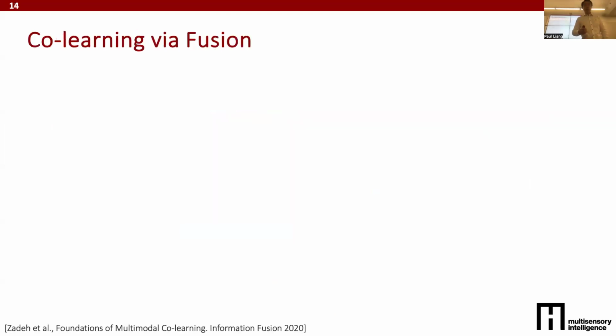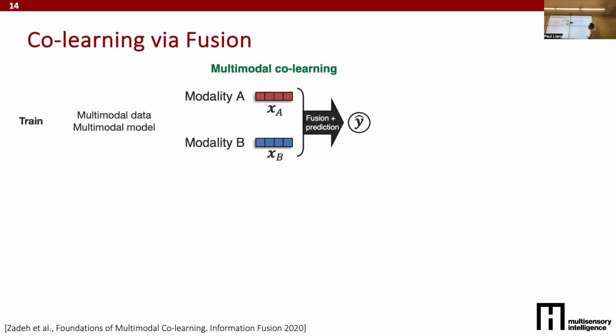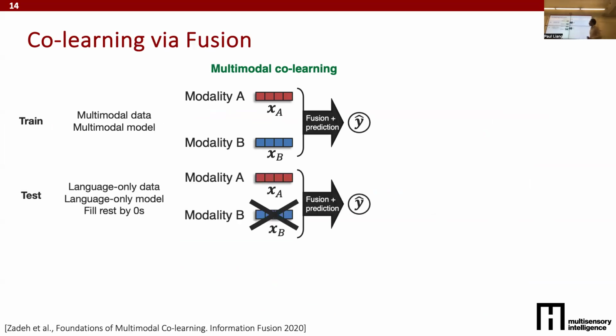So let's see what that looks like for co-learning via fusion. Let's say you have two things. During training, you have A and B, XA and XB, and you would define a fusion model between XA and XB to predict the label Y. During testing, you would zero out the input to modality B, either replace it by zeros or replace it with the average value for that modality. So now during testing, it's still only using A, passing it to the fusion model to predict Y.